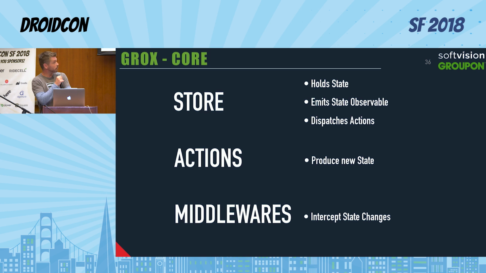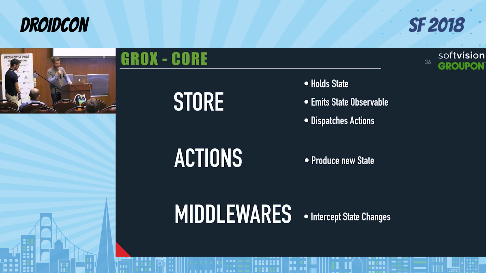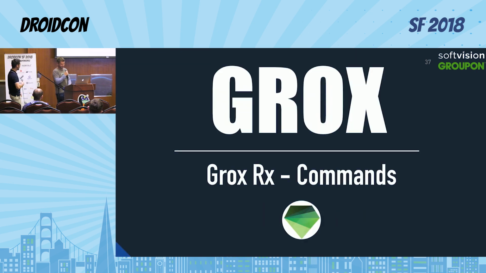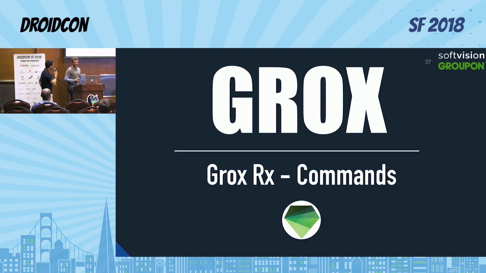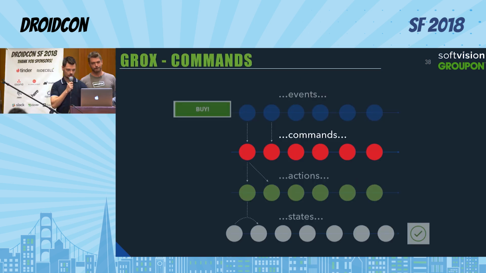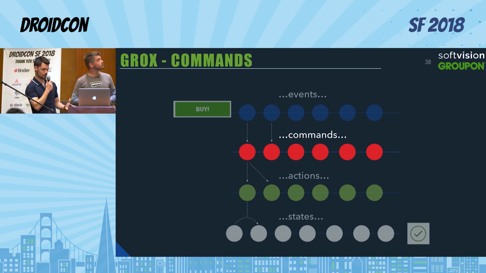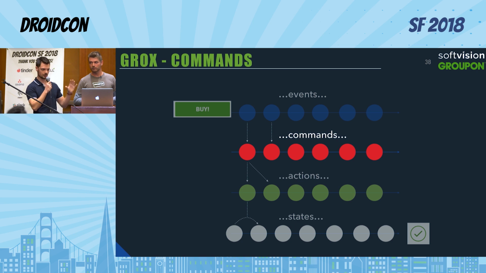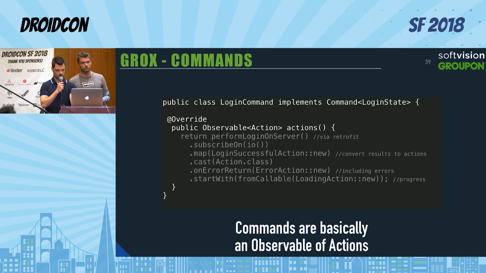Now we'll let Alin talk about the commands, the Grox core RX artifact. Yeah, go for it. Okay, so the last artifact in Grox is the commands, which are really tied to RX. So commands are generated by UI events, and they produce a stream of actions. If you are familiar with MVI or you want to implement the MVI pattern, this is similar to the intent. Let's see how commands look like.